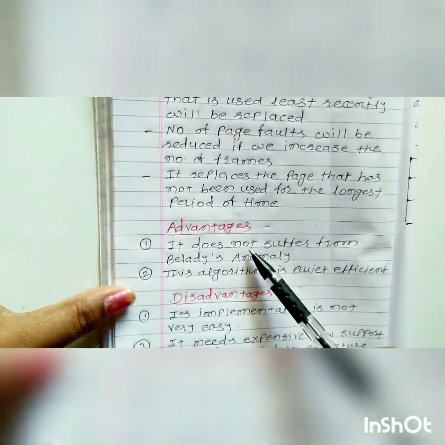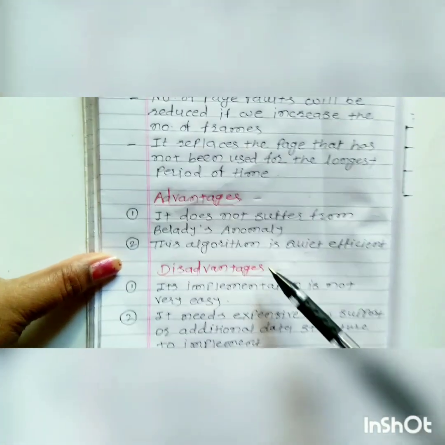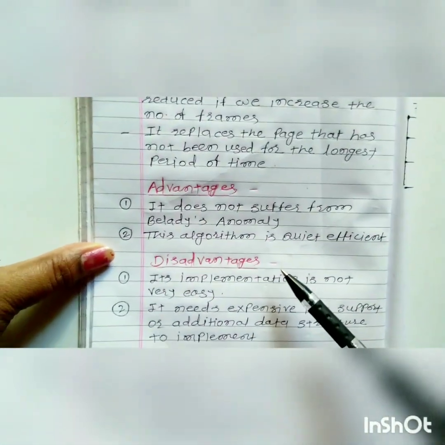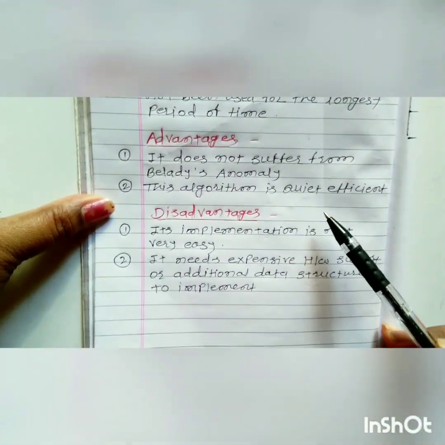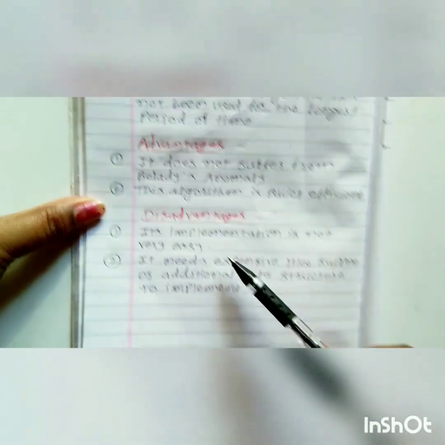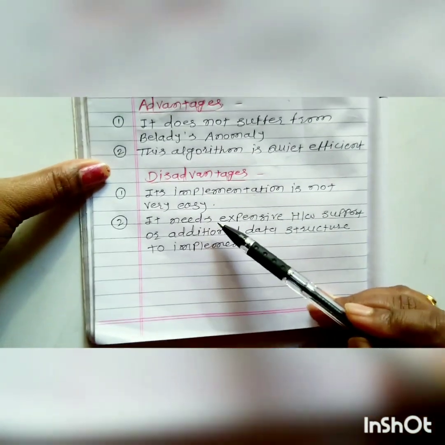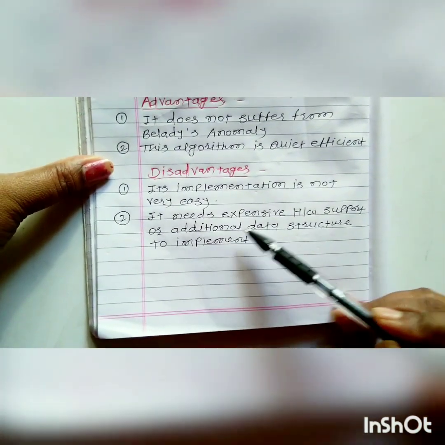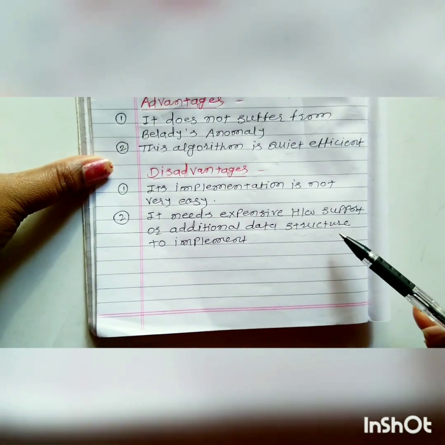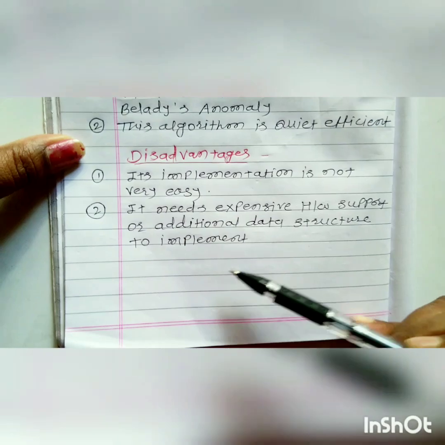So the advantages of this algorithm are as follows. It does not suffer from Belady's anomaly, and this algorithm is quite efficient as compared to the FIFO algorithm. And the disadvantages of this algorithm are as follows. Its implementation is not that easy, and it needs expensive hardware support or an additional data structure to implement.